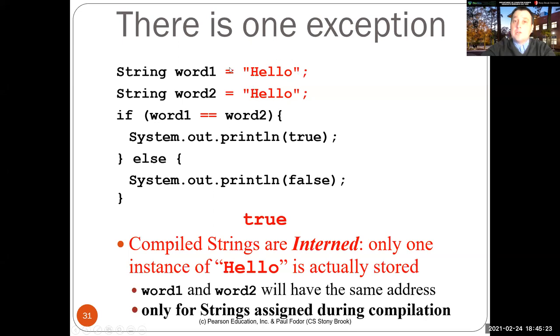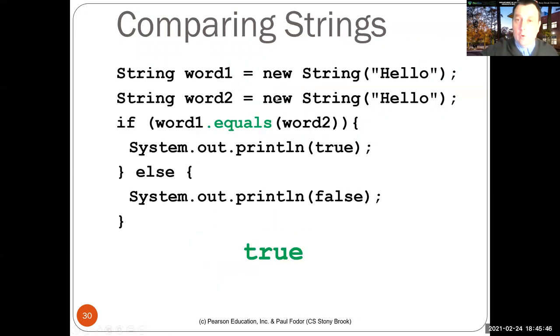So when you assign the same constant to both variables, they are compiled as only one instance of the hello word. So only one is created, and both word one and word two will have that same address. This is only true for strings assigned during compilation. So you can't do it for strings that are created with a new operator.